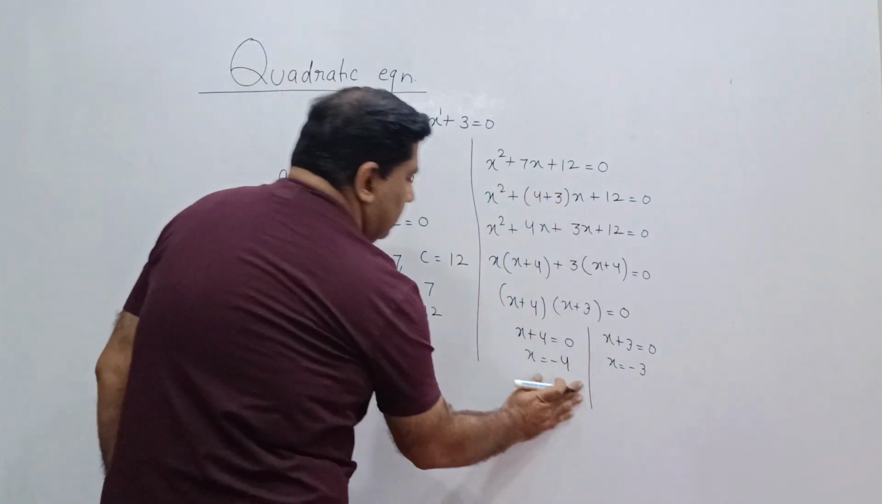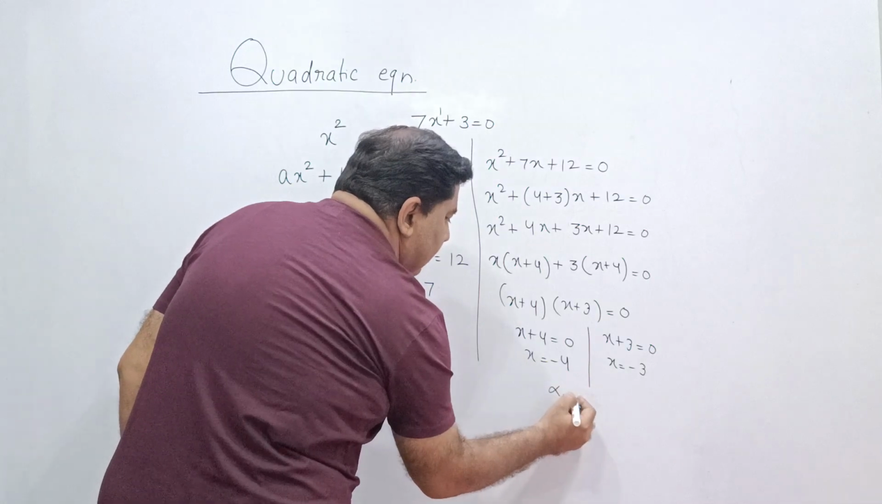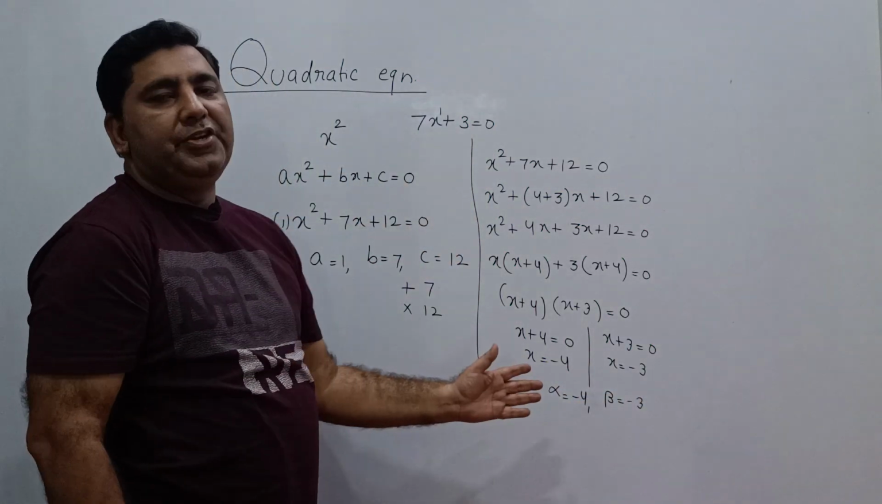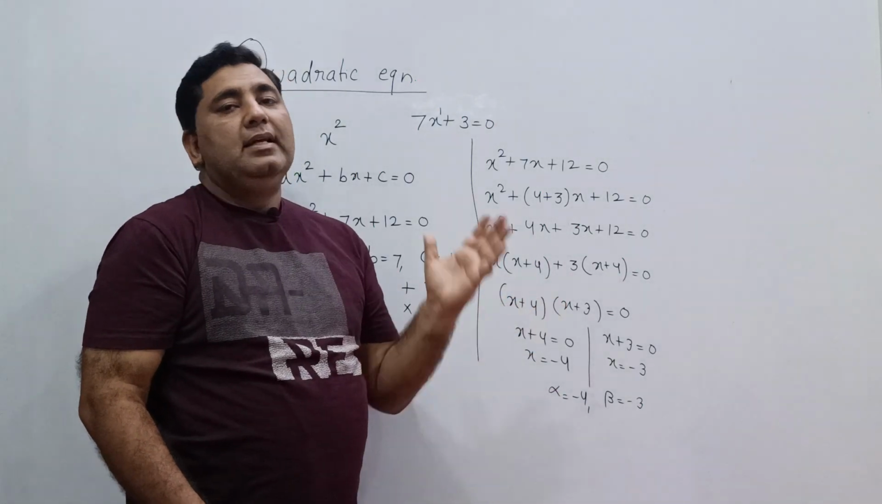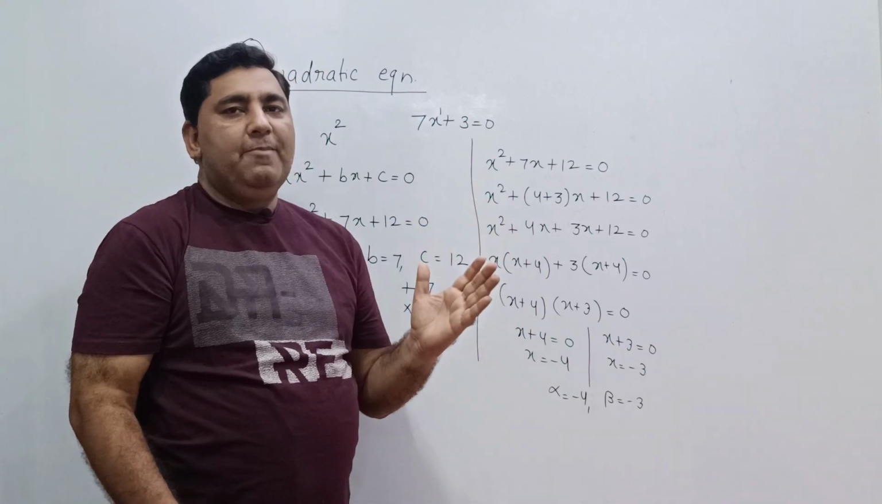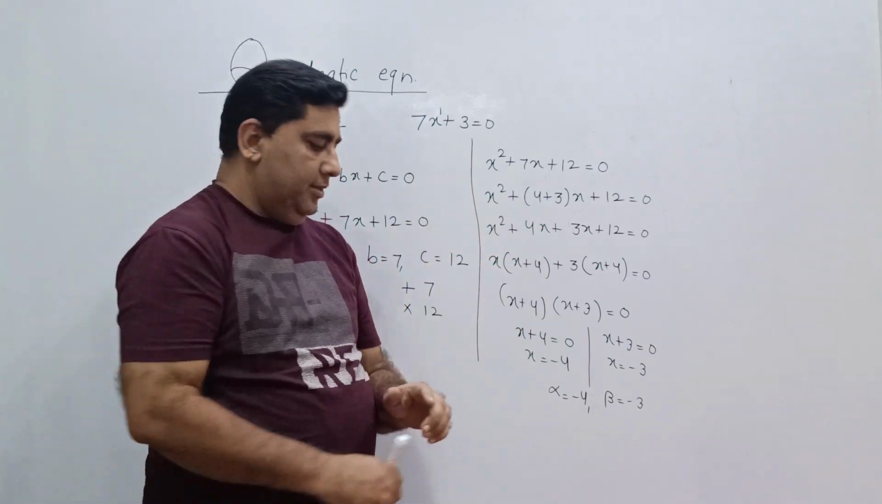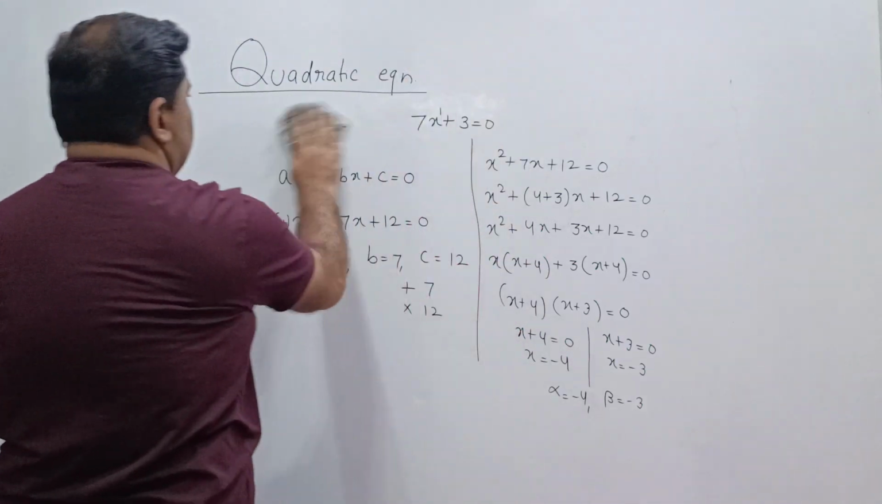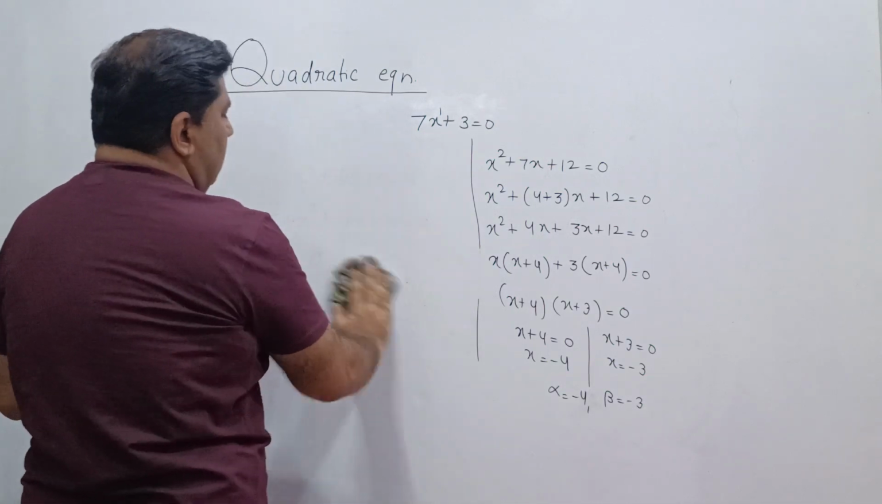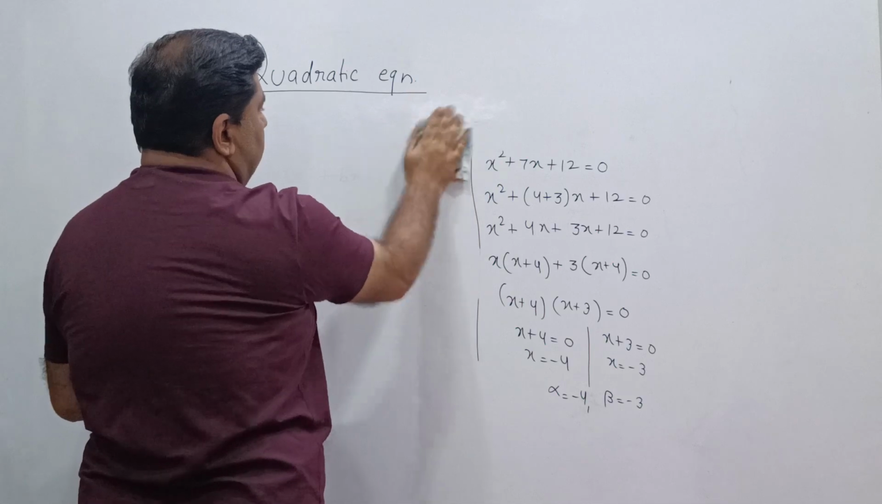You can take alpha equals to minus 4 and beta equals to minus 3. This method is called the factorization method. Now we take another example for factorization method. Now we come to the next example of quadratic equation.